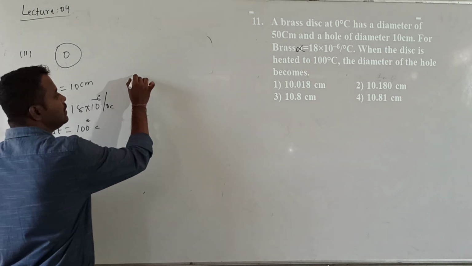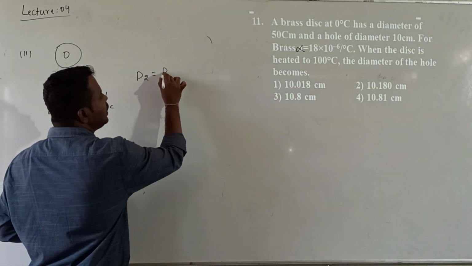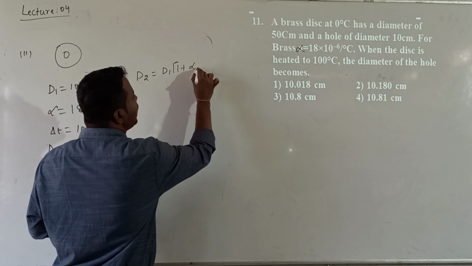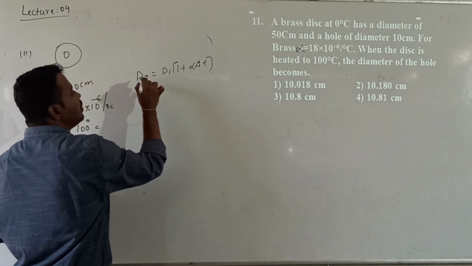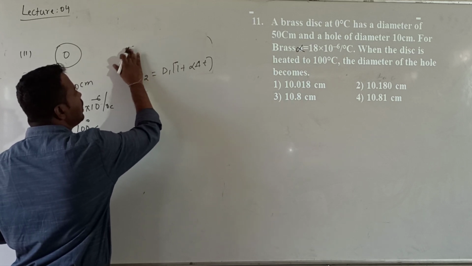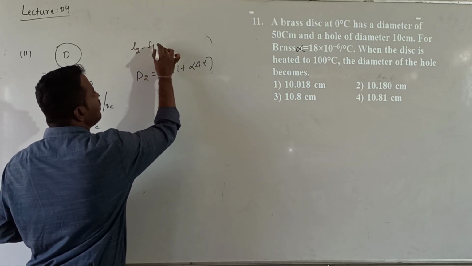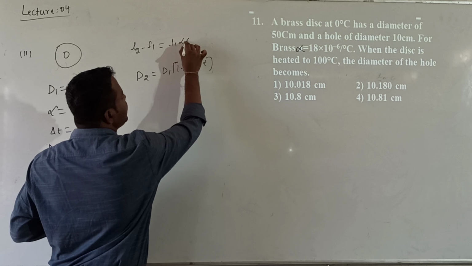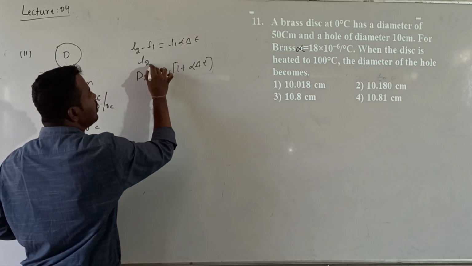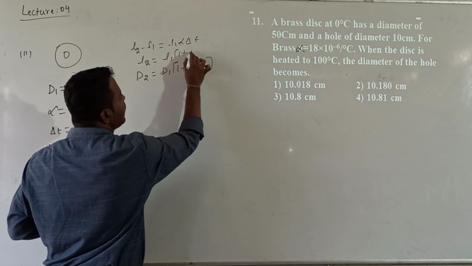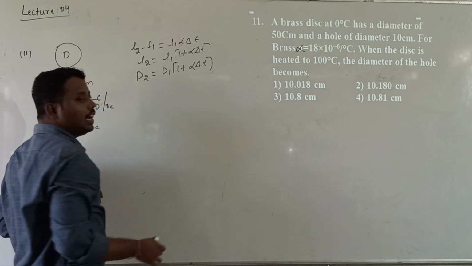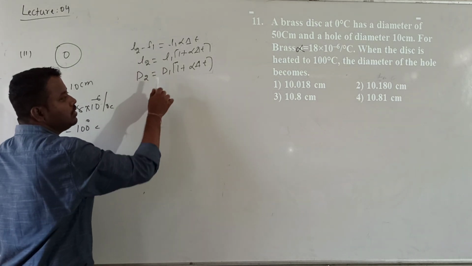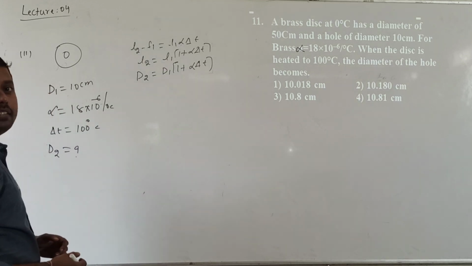So we know the formula. d2 is equal to the final length. d2 is equal to d1 into 1 plus alpha into delta T, correct? So we know the relation now. L2 minus L1 is equal to L1 into alpha into delta T. From this, L2 is equal to L1 common, 1 plus alpha into delta T. Here diameter will play the role of length. In place of length, we write diameter. D2 is equal to D1 into how much? 1 plus alpha into delta T.